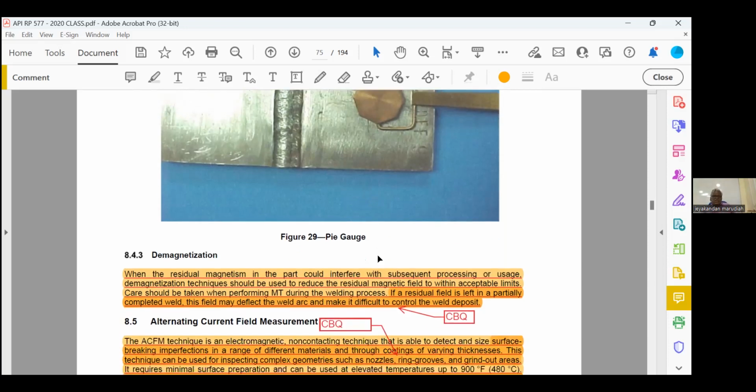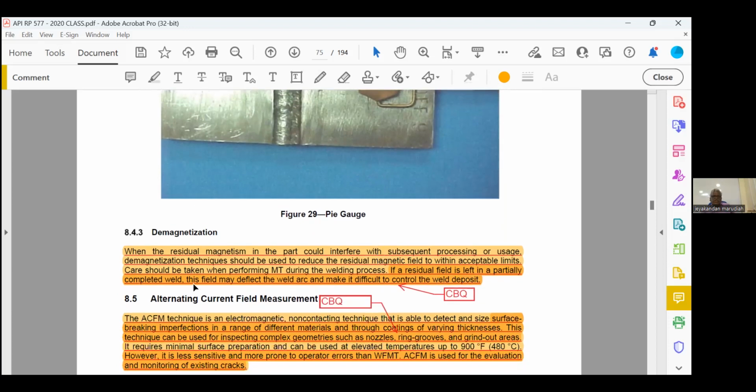Highlight this one. If residual magnetic field is left in a partially completed weld, this field may deflect the weld arc and make it difficult to control the weld deposit. That is closed book.